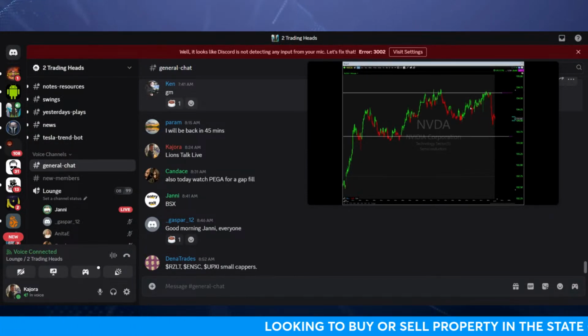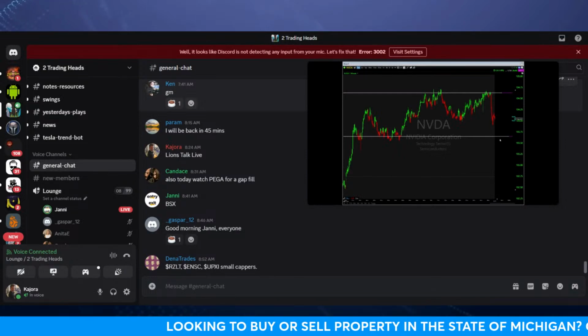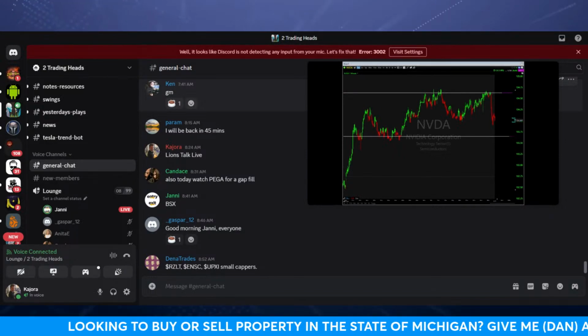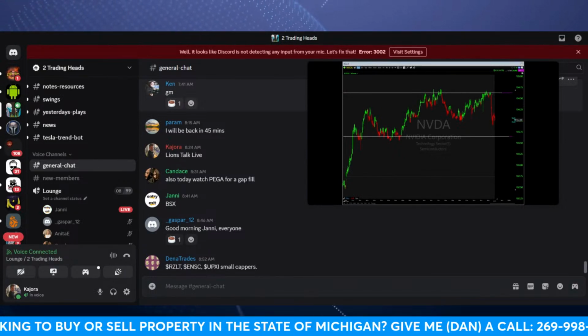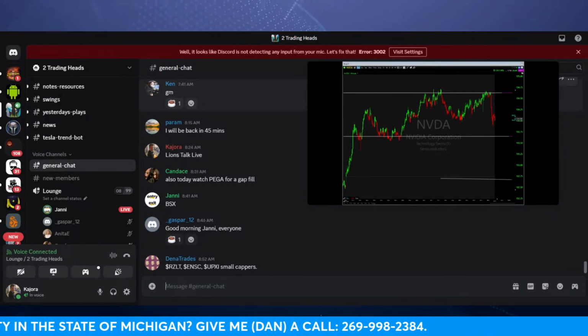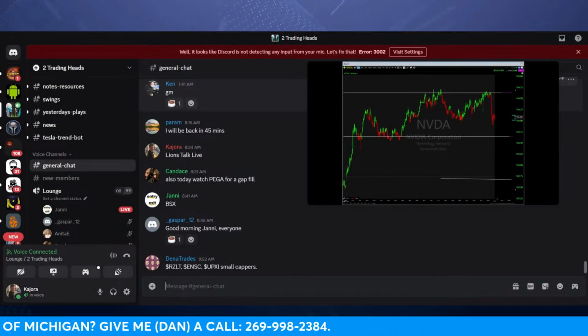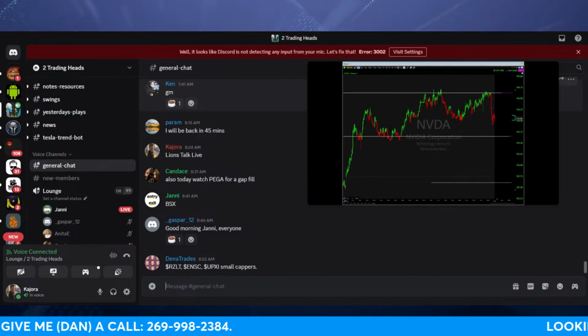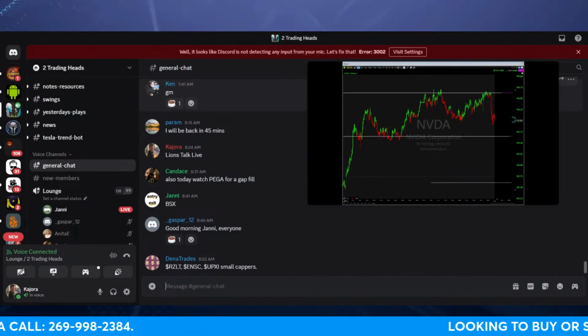Nvidia came up to resistance, made a double top, and now we need to break under that support here for Nvidia to give us a pull. Next support we have would be all the way down here at 10260. That's my next support line, all the way down there.